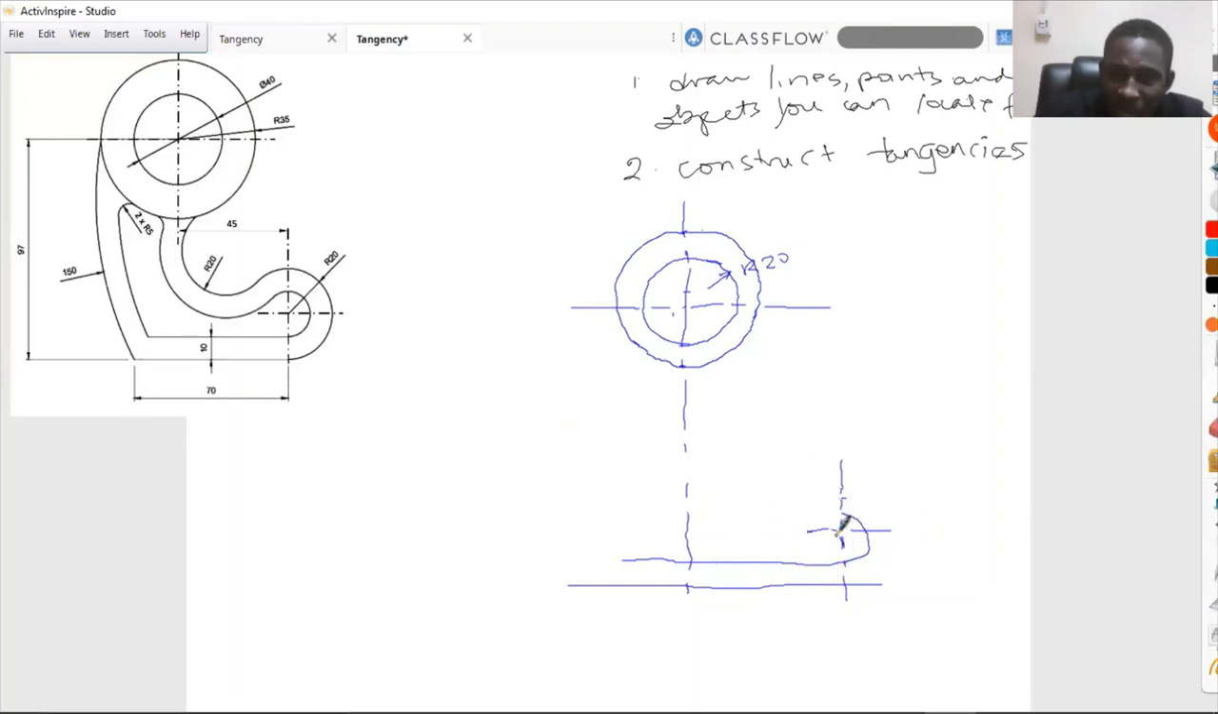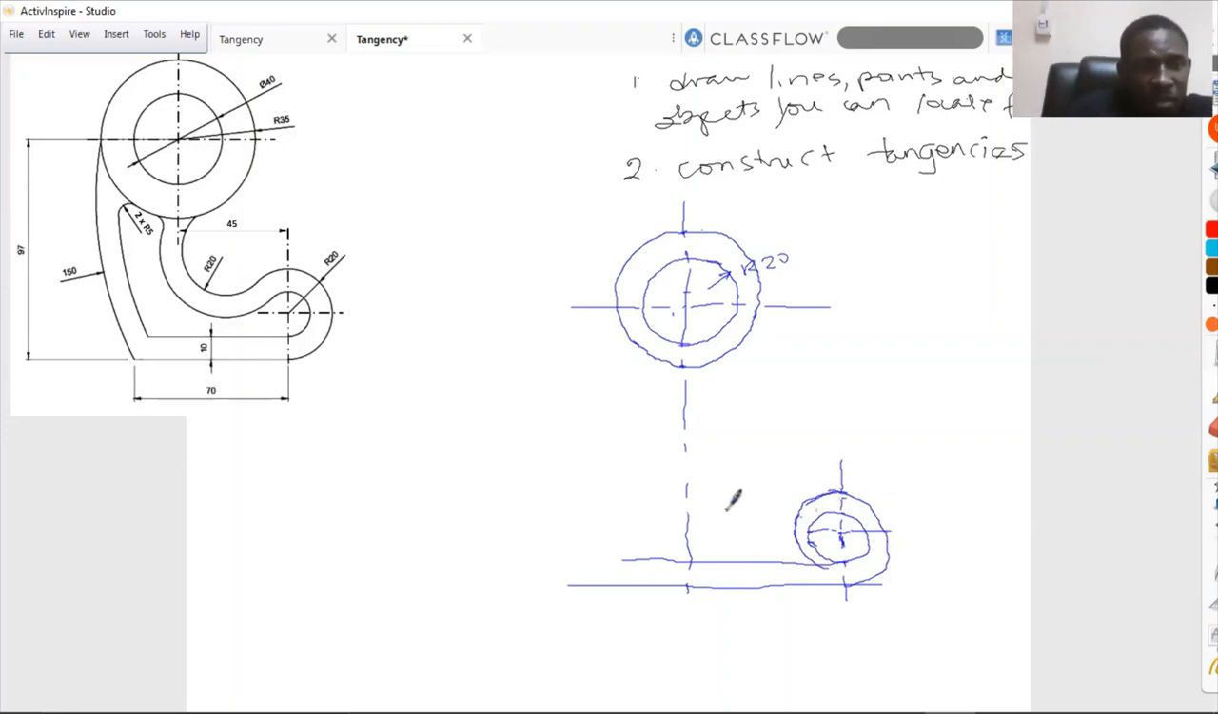Now I'll stand at the same center, open to radius 20, and then draw another arc. Okay, right. Like I said, just be generous with it, because it's difficult to say the points of tangencies at this point. So just draw your arcs or draw a full circle. The full circle. And the full circle.